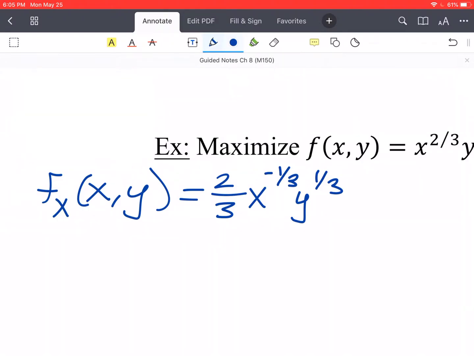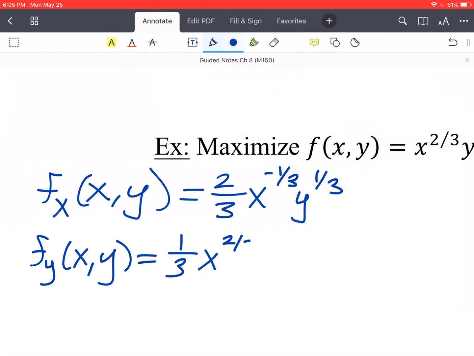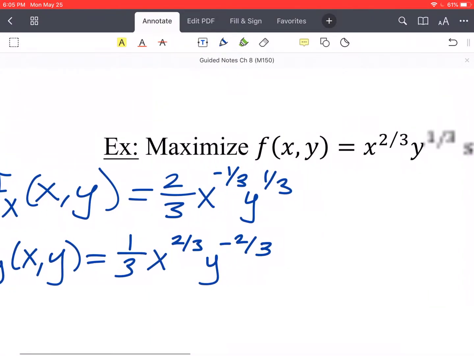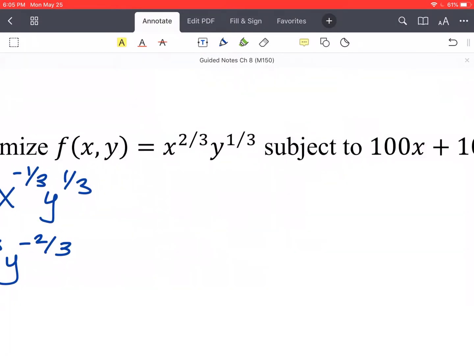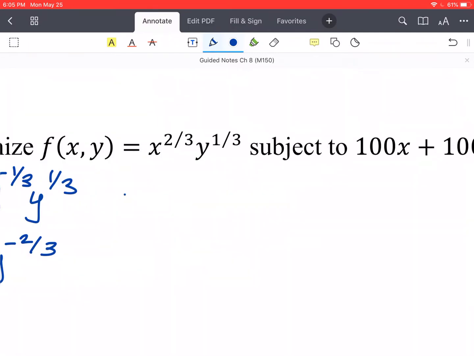Okay, do something similar for fy. So fy, but this time, of course, y being the variable and x being a constant. So that's going to give us 1/3 x to the 2/3 y to the negative 2/3.